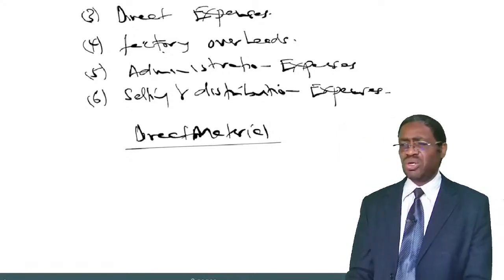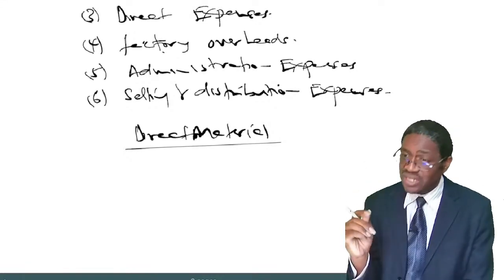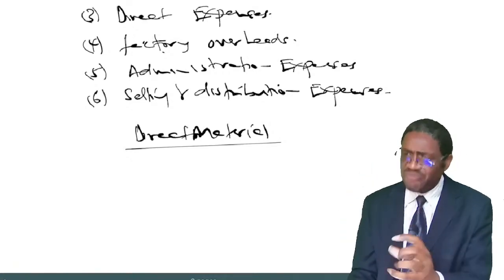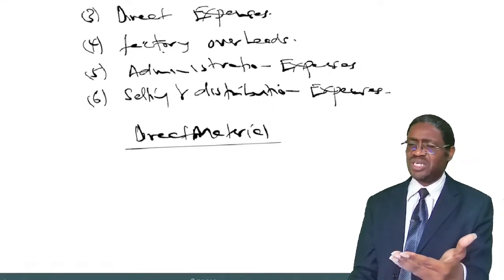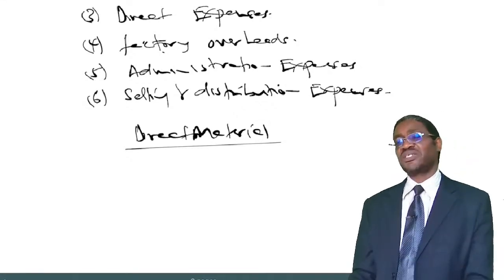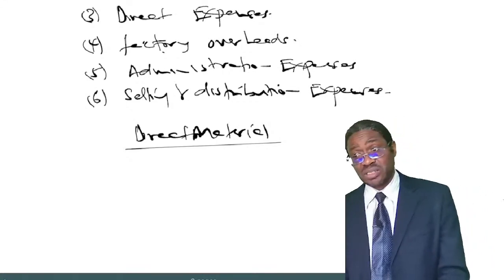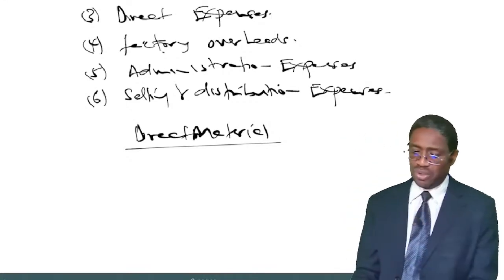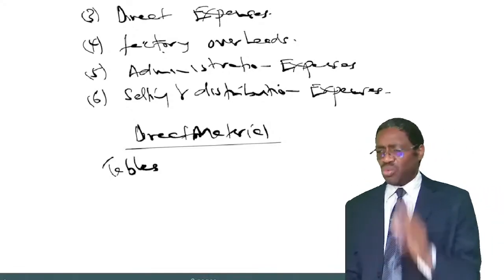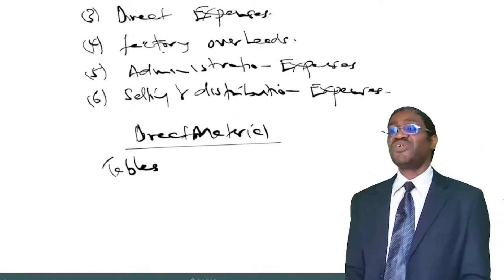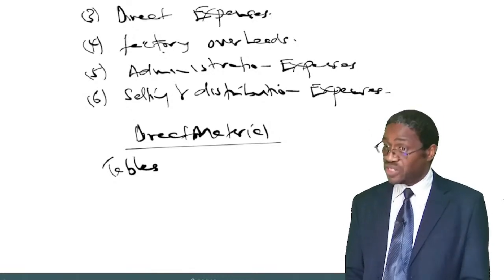We normally also say it is that material that can be identified in the final product. You can identify that material from the final product. That kind of material is what we classify as a direct material. For example, if you are manufacturing tables, what are some of the examples of direct materials? The materials you need directly in the manufacture of tables.